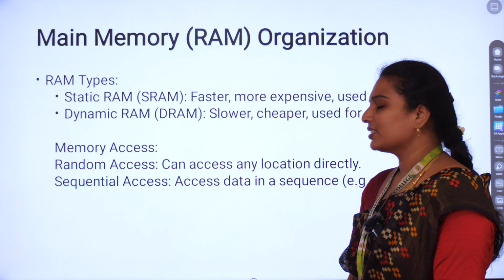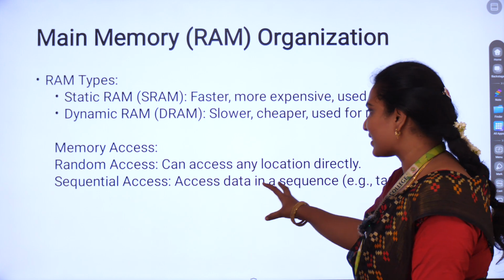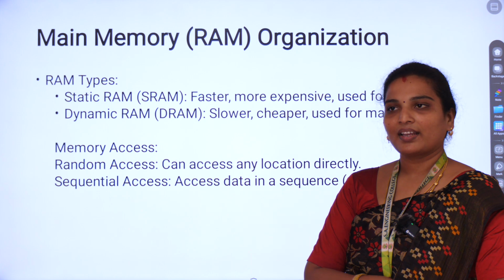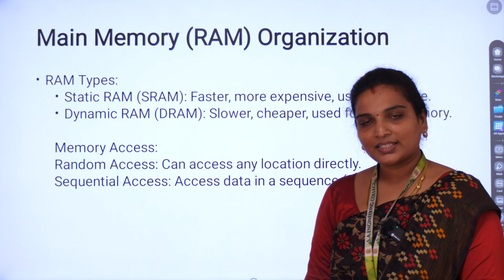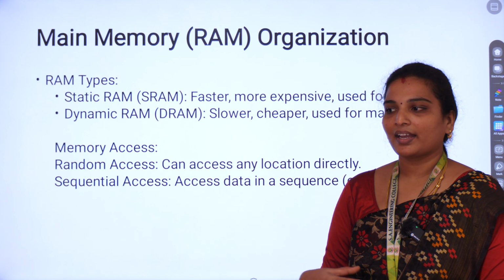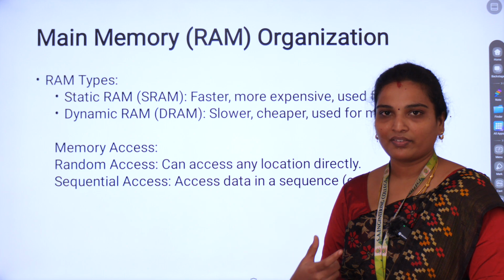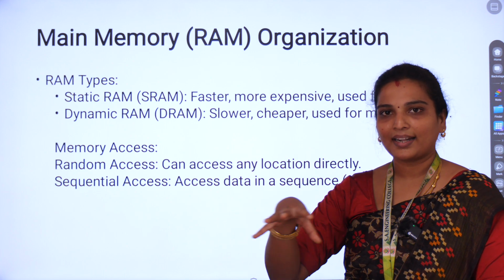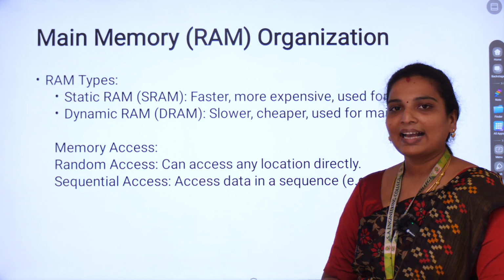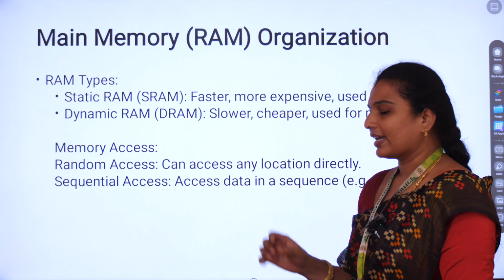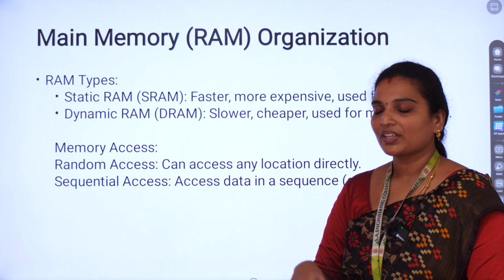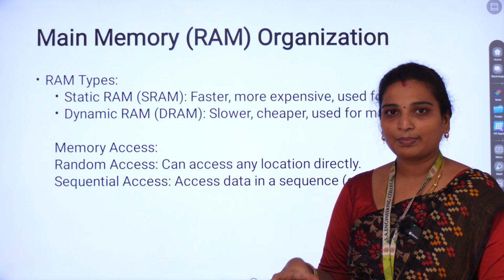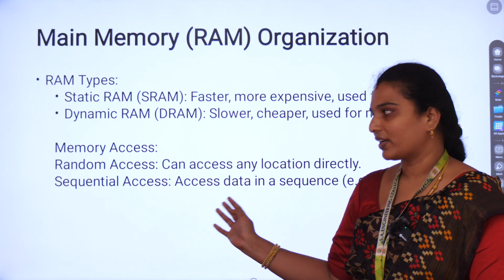Random access is a thing where we can access a directory. If I am searching for a file, then I can search for it anywhere, randomly. If I can search in a random manner, then it comes under random access. Sequential access means we have to go through one by one. That is, the search is made in an order, one by one.